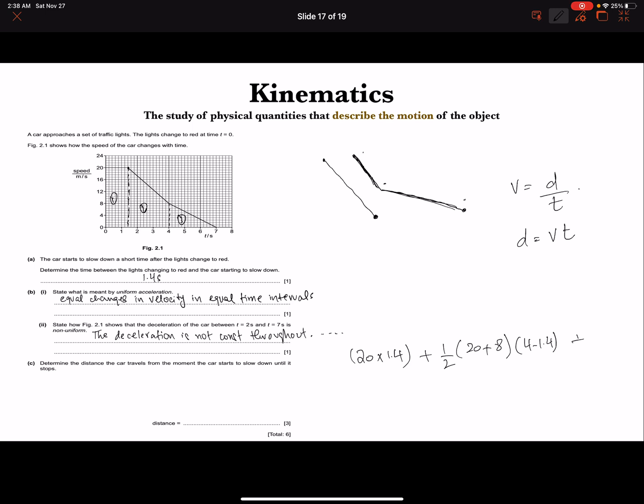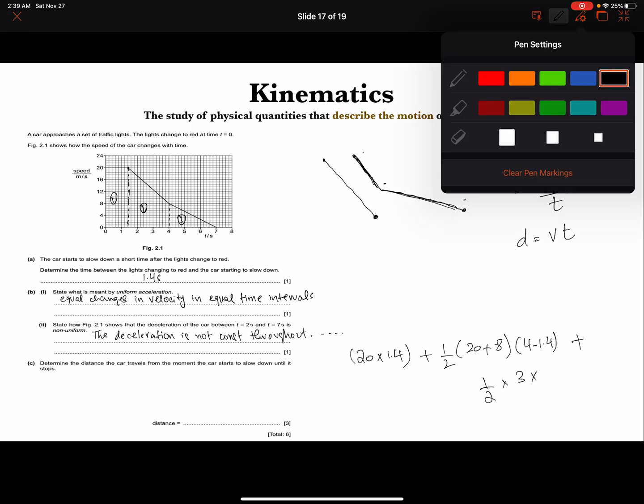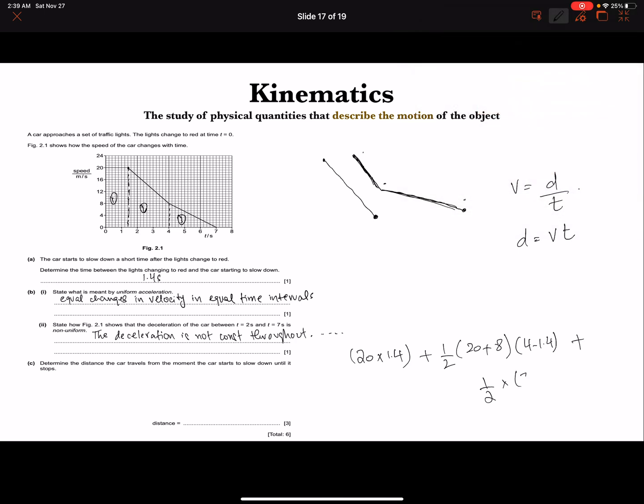Plus the area of this guy right here. So that's going to be again half times base, which is 7 minus 4, which is 3, times height. Let me actually write that down as 7 minus 4 so that you guys can follow. Right, 7 minus 4 times 8. So whatever value you get, I'm not going to calculate that because I'm too lazy, but that's the value for the distance. And be sure to write down whatever that value is in terms of meters.